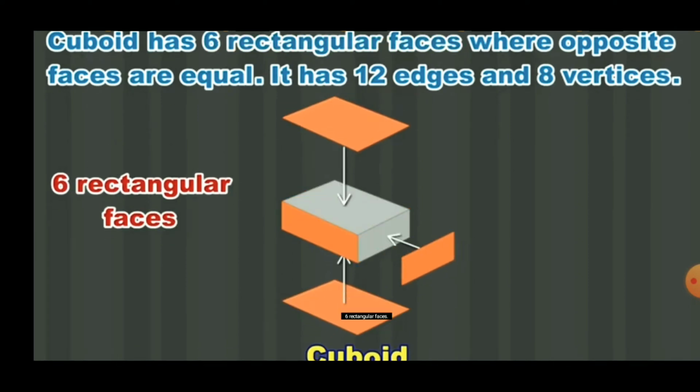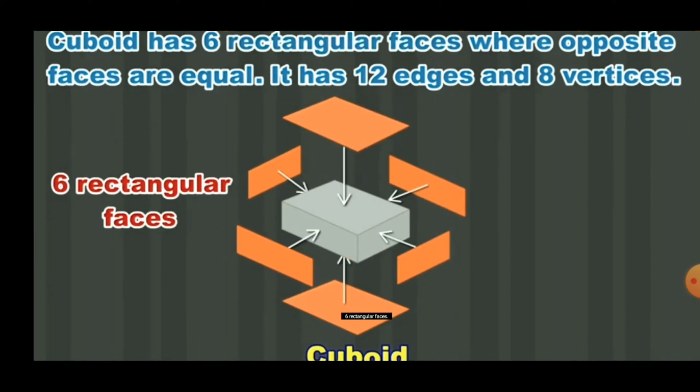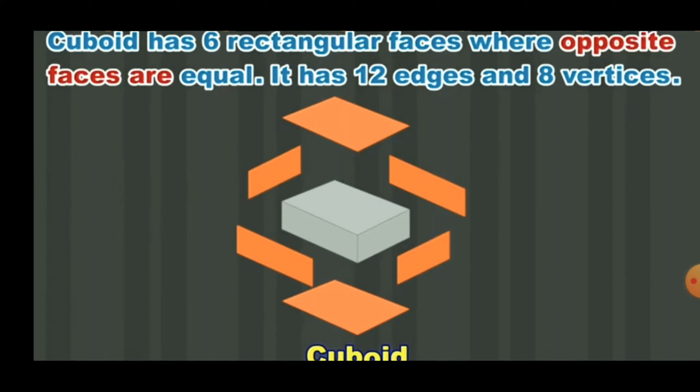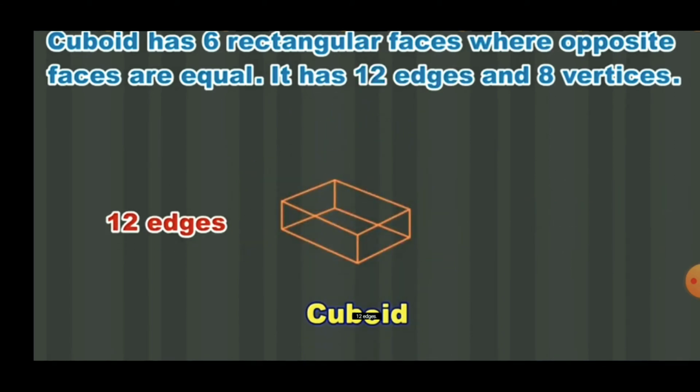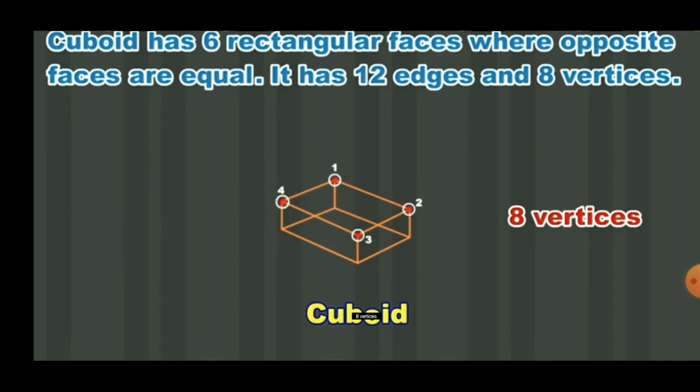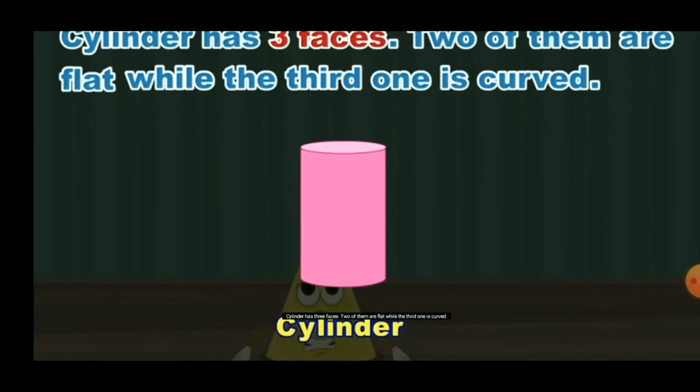A cuboid has 6 rectangular faces, right? And the opposite faces are equal. It has 12 edges. So let's see how many. Yes, there are a total of 12 edges. And these edges are joined by 8 vertices. Okay. Now let's move to the next one, that is cylinder.